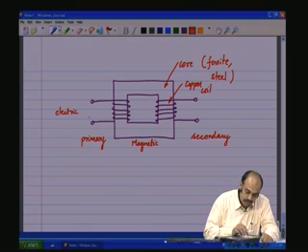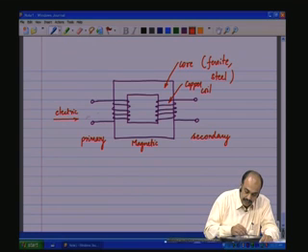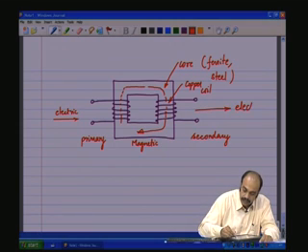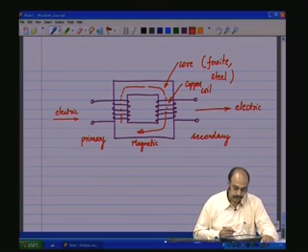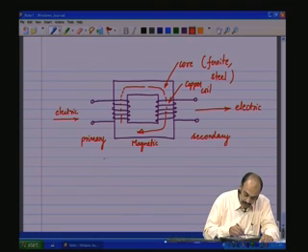The link between port 1 and port 2, that is the primary port and the secondary port, is only through the magnetic domain. Otherwise, electrically there is absolutely no connection between them. So the energy enters the electric port and somehow it has to get converted into the magnetic domain, and the energy in the magnetic domain gets linked to the secondary port, and the energy goes out through the secondary port into the electric domain. This is how the energy flow would occur.